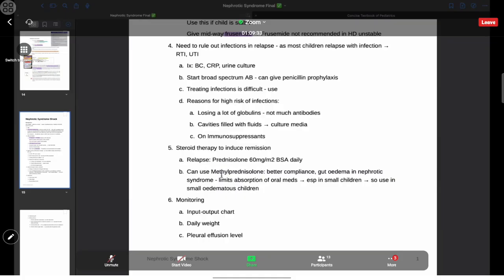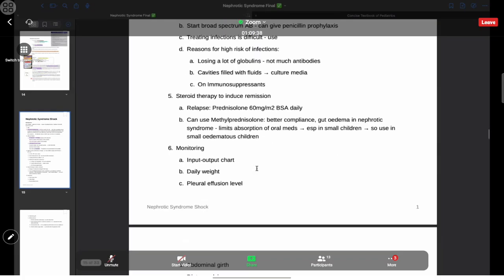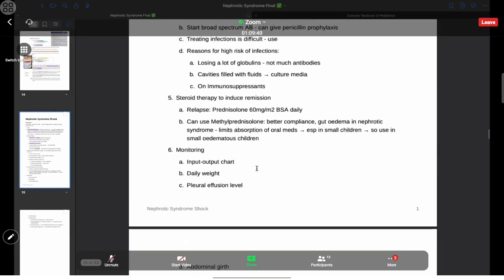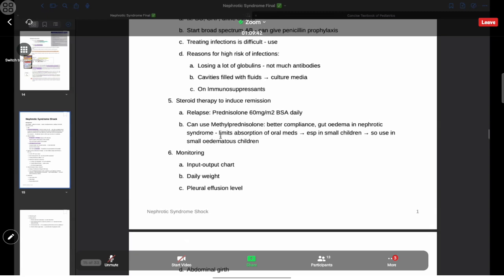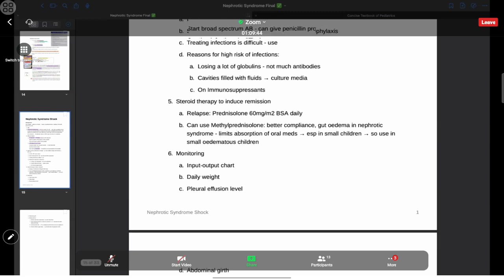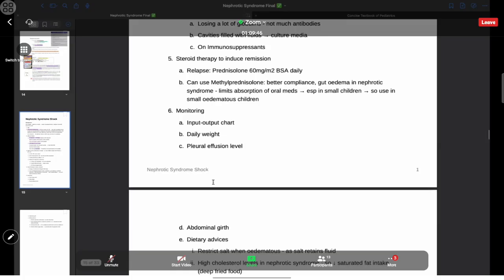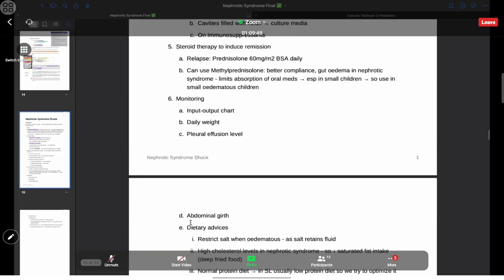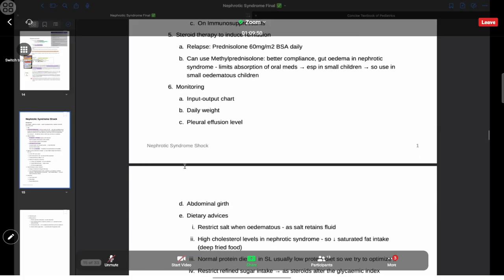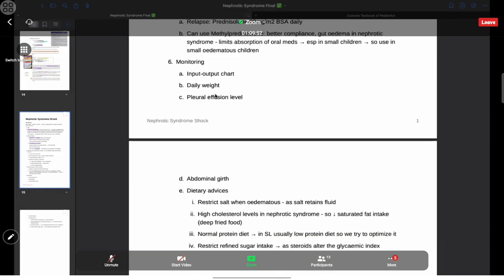But there is some difference in the conversion of methylprednisolone. I don't think they will ask that, so you don't need to go into detail on that. Then the other was monitoring that I said earlier, with all the charts, and the dietary advice. So just read all of these.